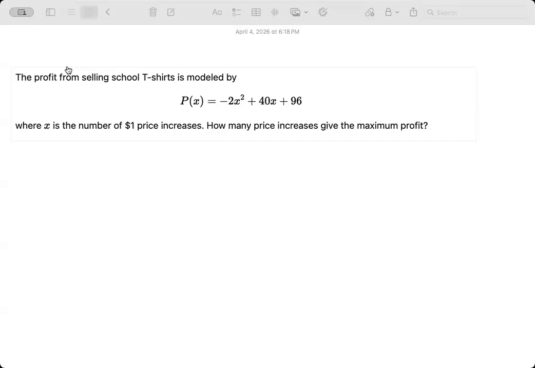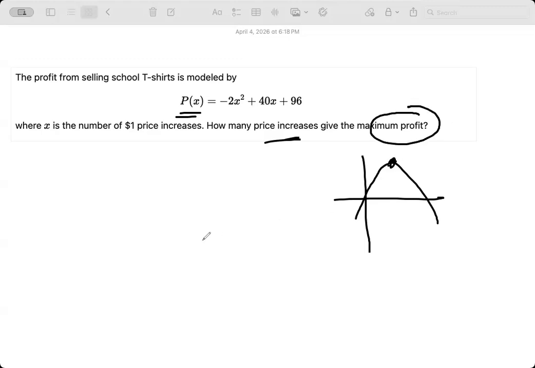Wait, where was the question again? The profit is given by this. Now, how many price increases give the maximum profit? This is the downward facing parabola. So the maximum is the vertex, right? For finding the maximum profit, you have to find the vertex. How many price increases give the maximum profit?